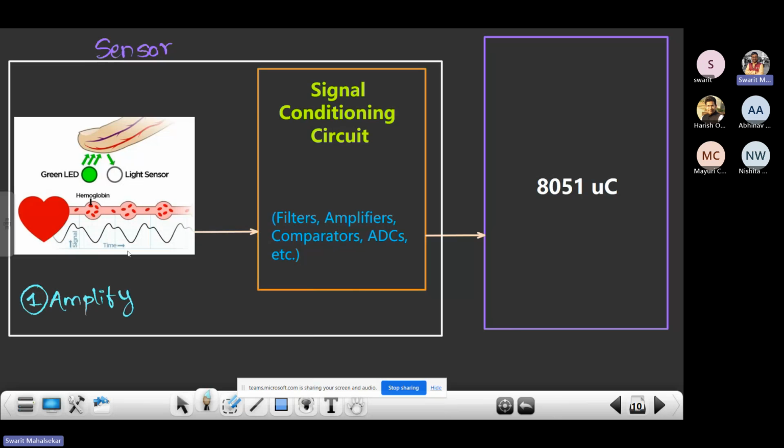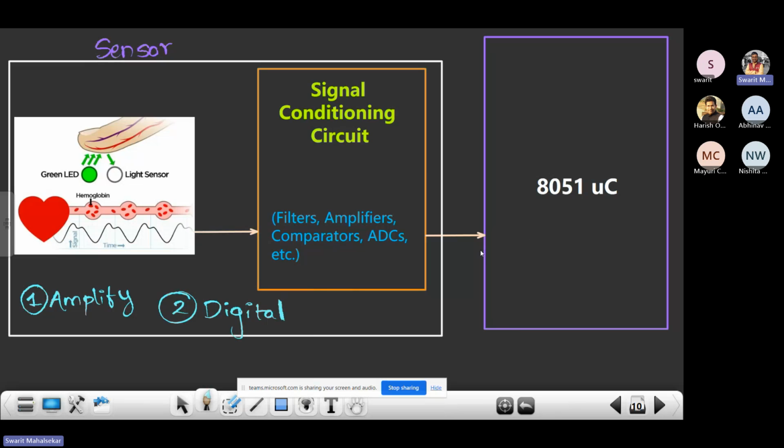Okay. So we will amplify this particular signal, and after that we need to convert it into digital form. That's why if you look over here, we can either use a comparator or ADCs. It depends upon the circuit. Okay. So why do we need to convert it into digital form?